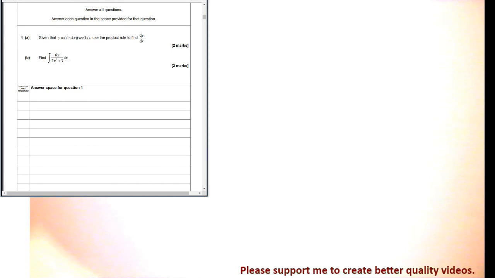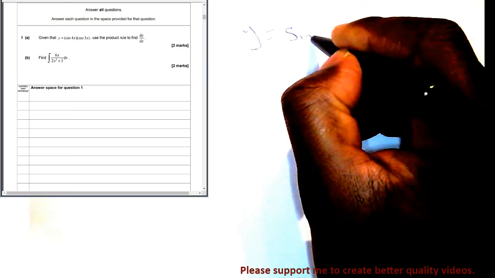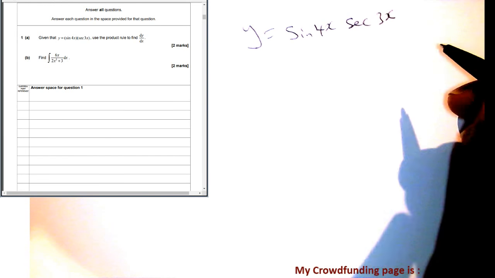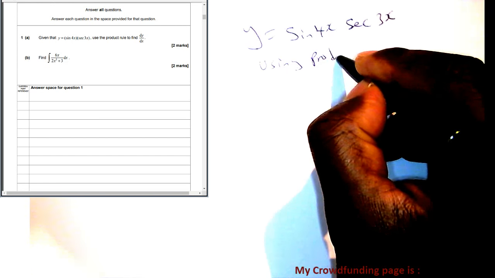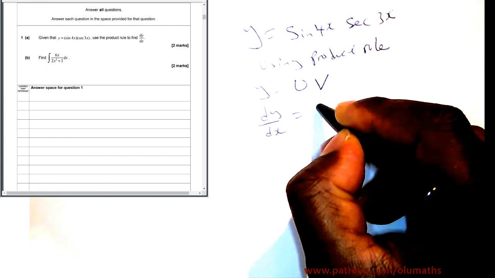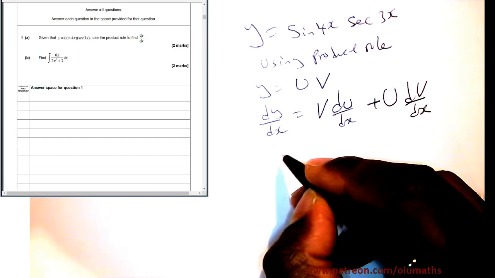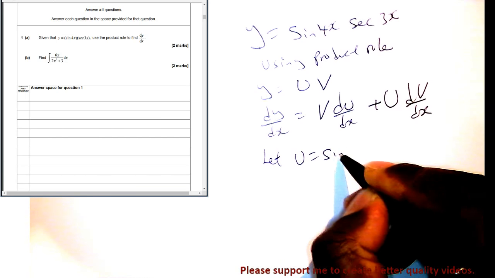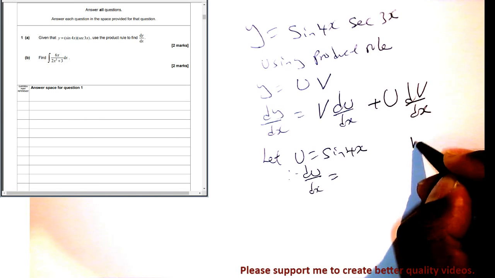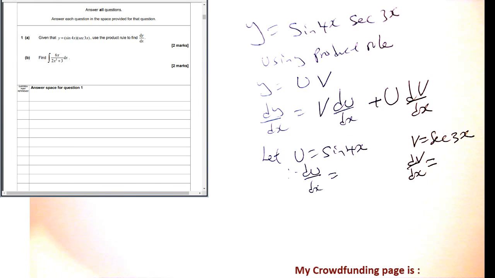Given that y is sine 4x sec 3x, so you're told y equals sine 4x sec 3x, find dy/dx using product rule. So using product rule, y equals uv, dy over dx is v du over dx plus u dv over dx. In this case, let u be sine 4x, and therefore du over dx is something. Let v be equal to sec 3x, and therefore dv over dx equals something.